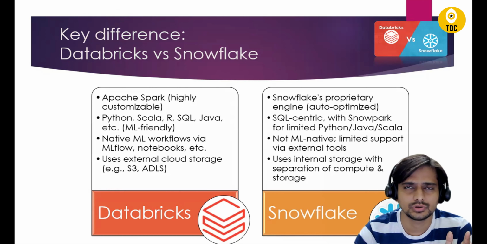So it is great for big data workloads, whether you are transforming raw data, raw logs, or training models on millions of records. Then Databricks should be your choice. And Snowflake, on the other hand, uses a proprietary engine built from scratch for the cloud. It automatically optimizes your queries behind the scenes, so you don't need to worry about the tuning part of it.